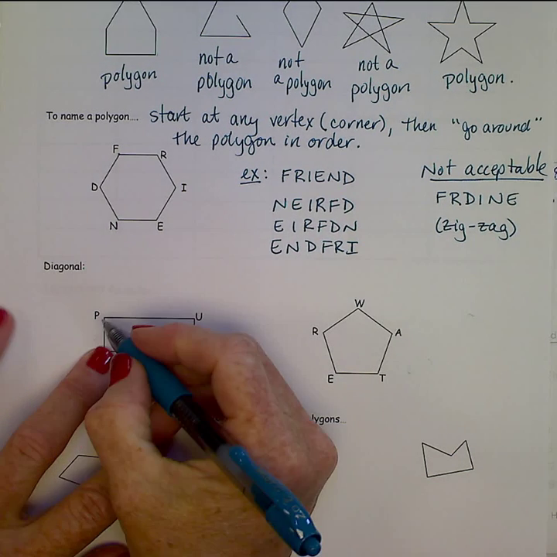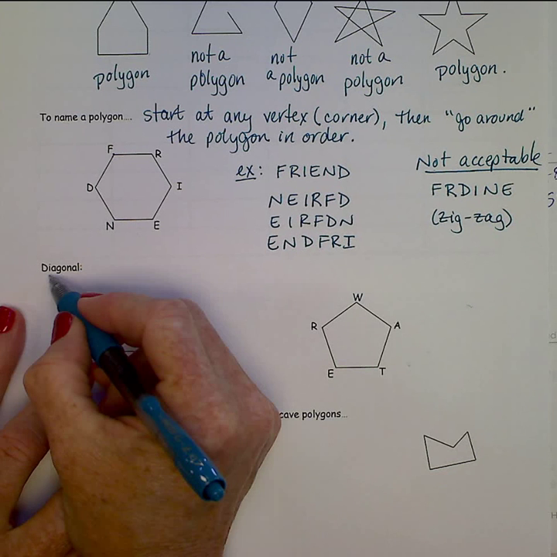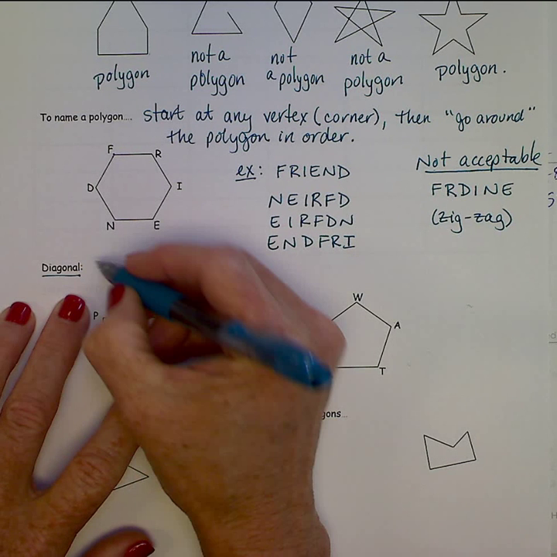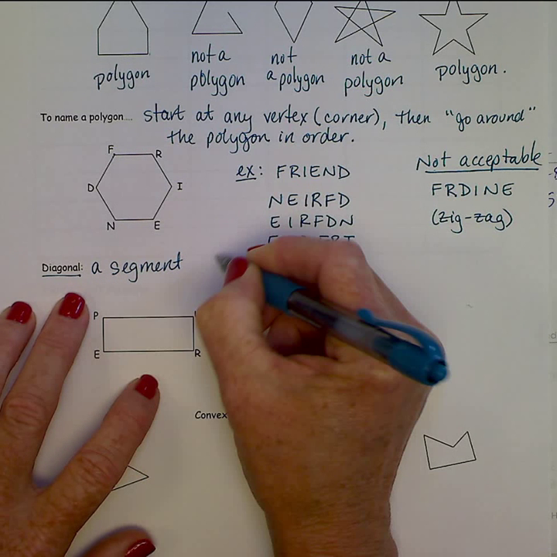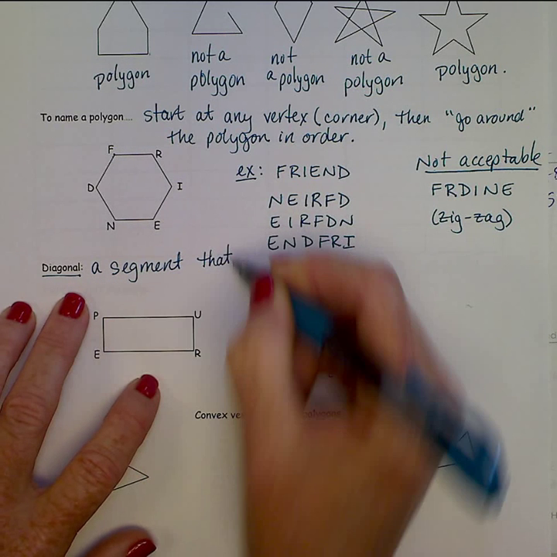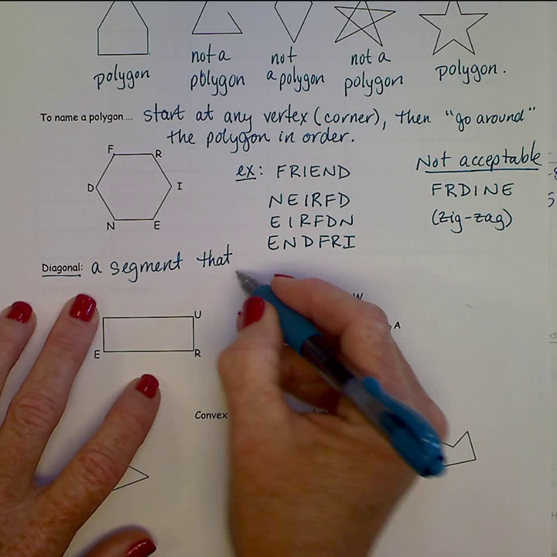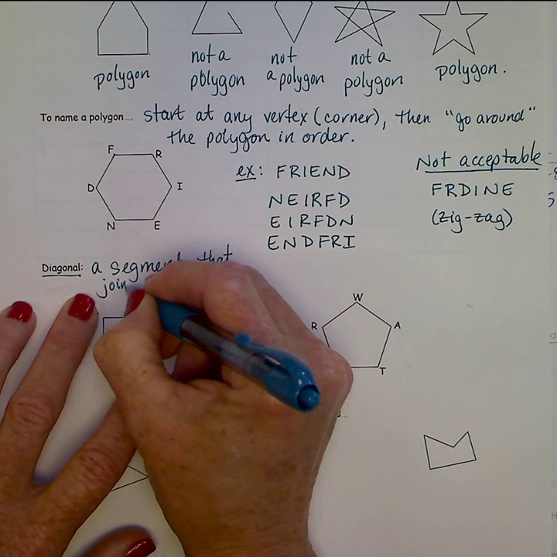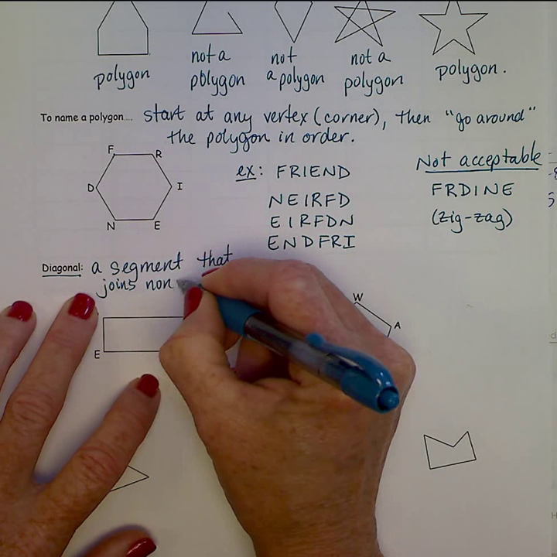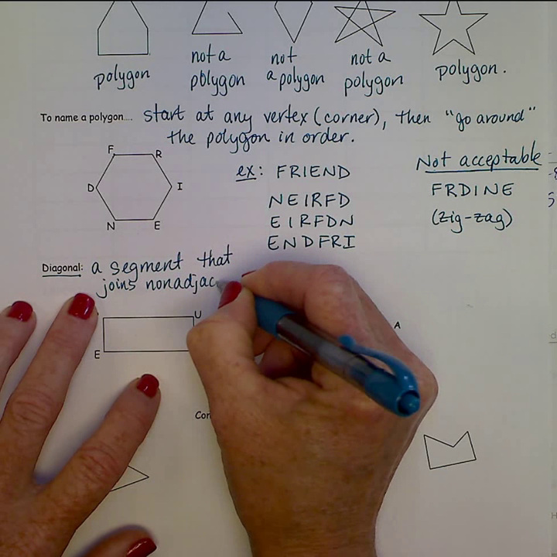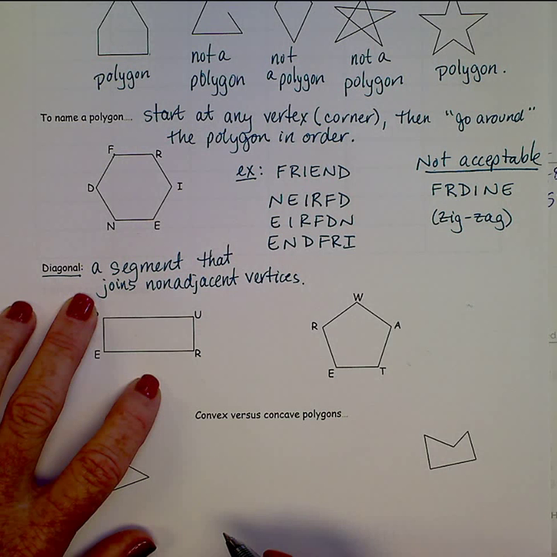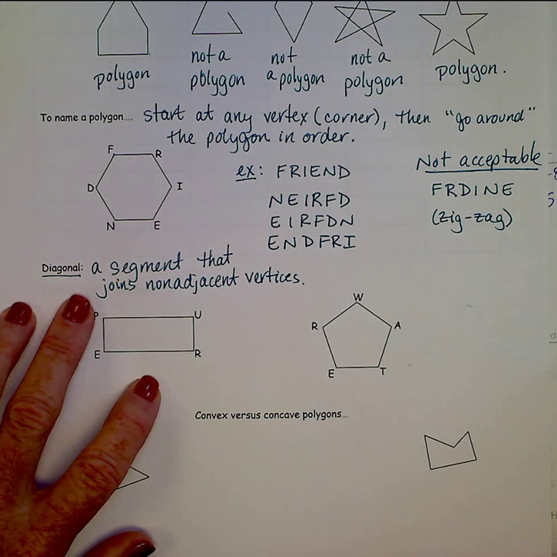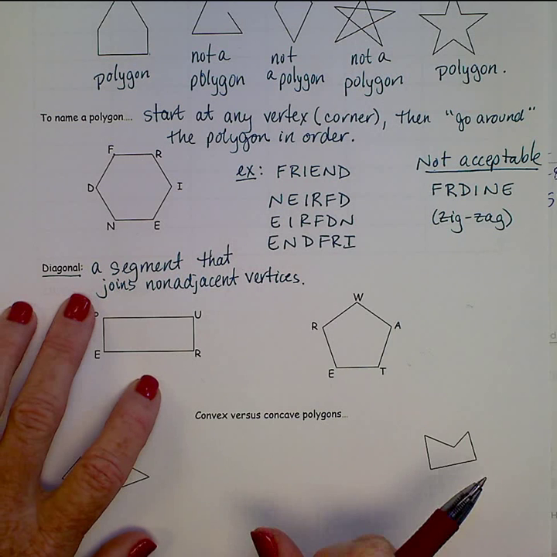Other important vocabulary here, a diagonal. A diagonal is a segment that joins non-adjacent vertices. A segment that joins non-adjacent vertices.